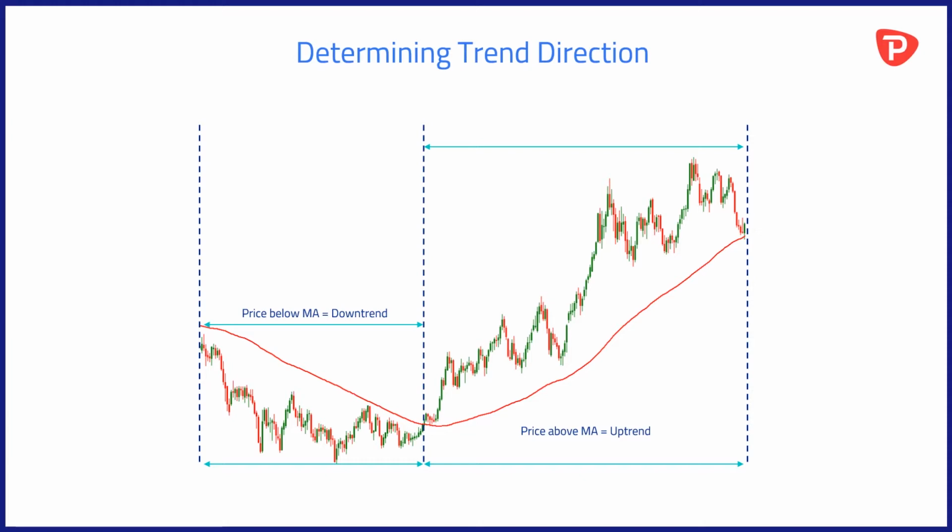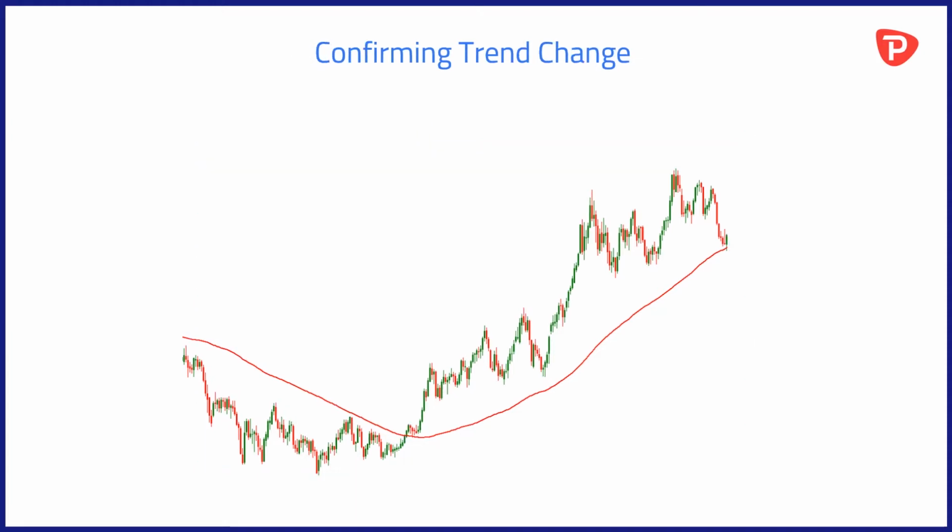On the right of the chart where price crossed above the moving average, you can determine that this period between the horizontal arrows represents a time when price was in an uptrend, as price traded above the moving average. You can confirm when a change of trend occurs by simply waiting for price to cross over and trade above or below the moving average.